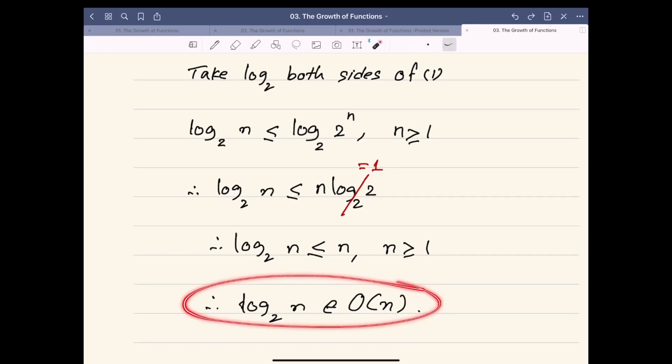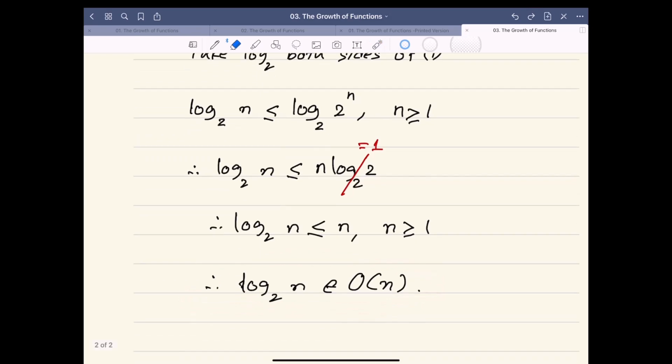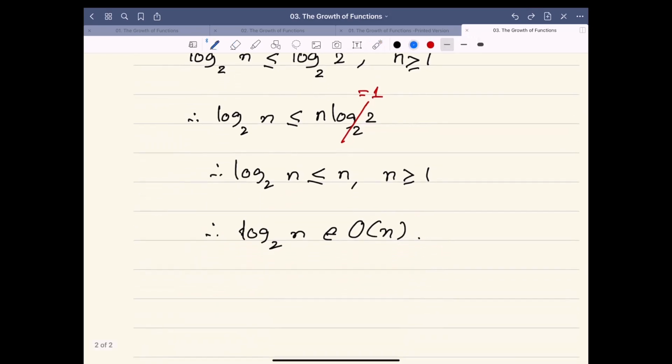This big O relation between log 2 and n can also be reached from the inequality n squared less than or equal to 2 to the power n, but n should not start from 1. When n is equal to 1, what will we get? We will get 1 less than or equal to 2, and it is correct. When n is 2, we will have 4 less than or equal to 4, also correct.